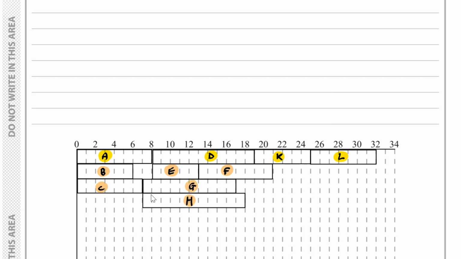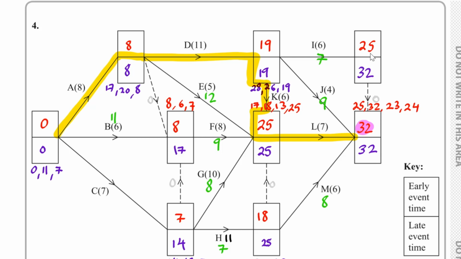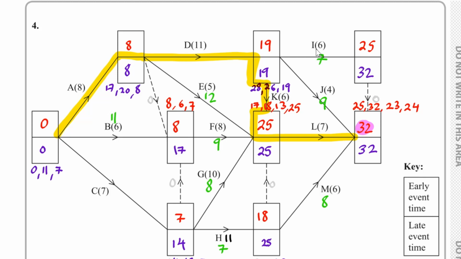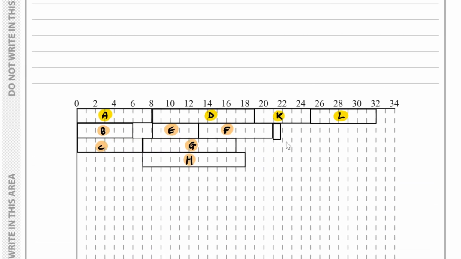Okay, and if we now take a look at I, that's to be done before, well, the early event time is 25 and the late event time is 32, so we can finish before 32. And remember, we've got this float as well that we can play around with. So if we say that I starts after F, that'll take us up to 26. So let's just show that. So we've got 26 over here. Okay, so here we have I.